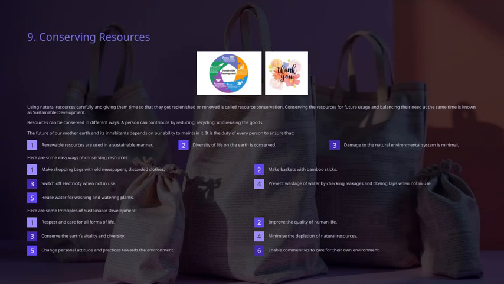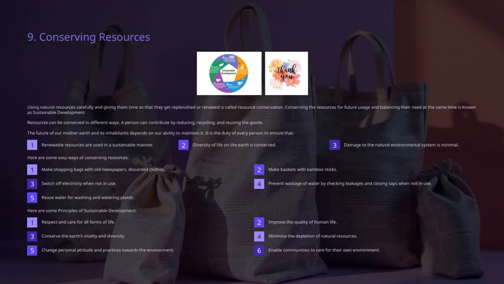Let's talk about conserving resources. This means using natural resources carefully and giving them enough time to replenish or renew. It's essential because it helps us sustain our environment for the future. When we conserve resources, we're practicing something called sustainable development, which balances our current needs with the needs of future generations.